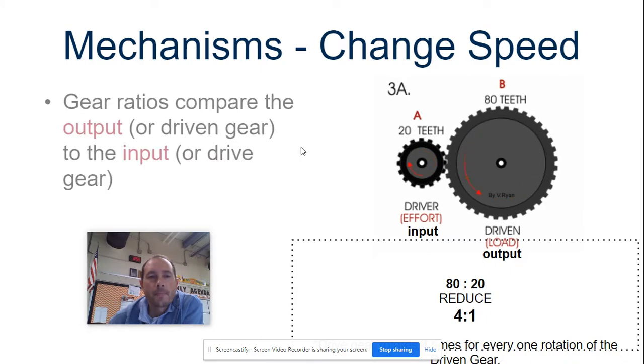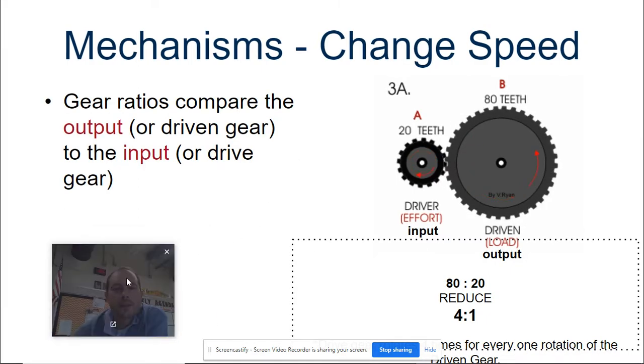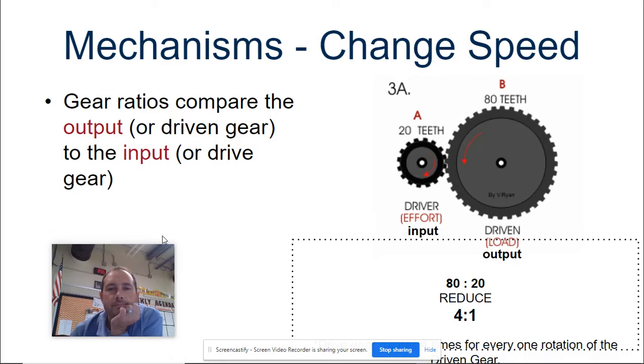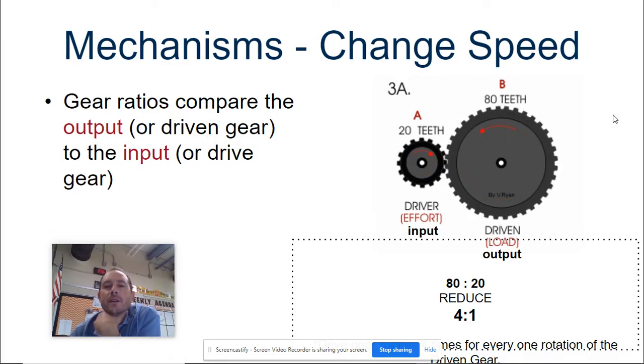All right, gear ratios. This is where things get into more mathematics. Okay, gear ratios always compare the output gear, which is the one on the end. Think of it this way. This is my input. If I'm turning this with my hand with a crank handle or something, this is the input. So this big one is going to be the output. It's actually going to go this way.